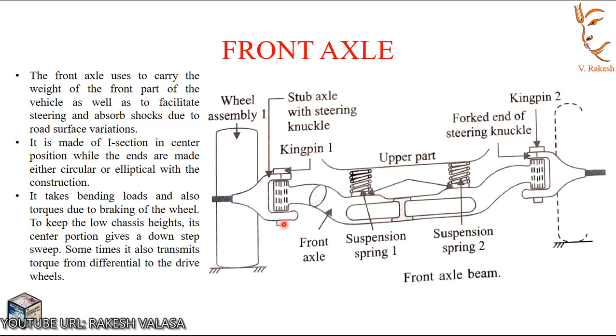The cross section of the front axle should be rectangular and at best circular or hollow cylinder for taking care of twisting moments also. It takes bending loads and also torques due to braking of the wheel. To keep the chassis height low, its center portion gives a downstep sweep. Sometimes it also transmits the torque from the differential to the drive wheels.